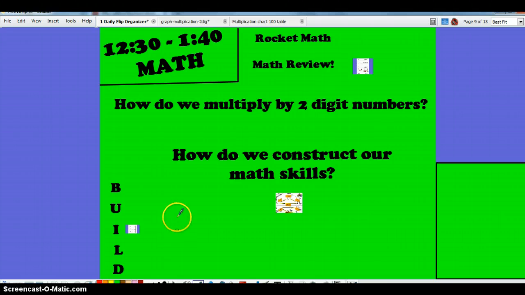In math class, we've been working on this main question right here. How do we multiply by two-digit numbers? This is a new concept for 4th grade students, and we've been working on it in our math stations when we are constructing our math skills. We've actually taught the students 2 ways to multiply two-digit numbers, and I'm going to show you those 2 ways right here.